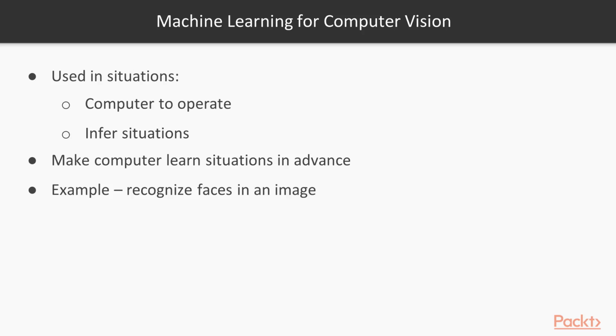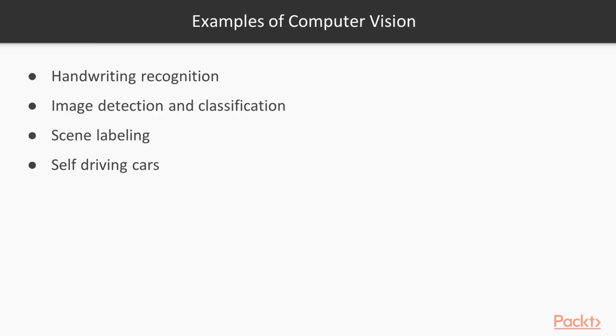Machine learning is used in situations when we want the computer to operate, infer situations, or make decisions without any human intervention. Just like a human being, to make a computer capable of these features, we need to make the computer learn these situations in advance before the computer can understand these situations independently. An example of this could be to recognize faces in an image. We need to tell the computer in advance what is a face, what it looks like, and what are some specific features that can help us detect a face in an image. You can now see examples: handwriting recognition, image detection and classification, scene labeling, self-driving cars.